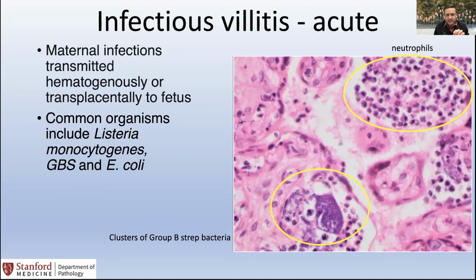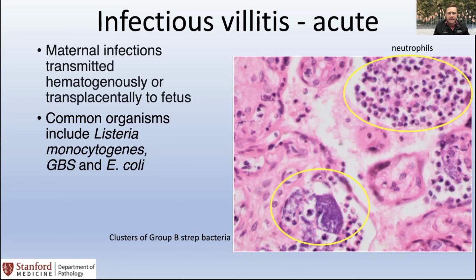So this hazy purple that's not as well defined as these cells over here, these happen to be clusters of group B strep. So these are what bacteria look like under our regular histologic imaging. Now, we could also do gram stains and confirm that it's group B strep, but this is a classic appearance of an acute infectious Villitis. Again, the common organisms are the ones that I'm sure you're more than familiar with: Listeria, group B strep, as I just mentioned, E.